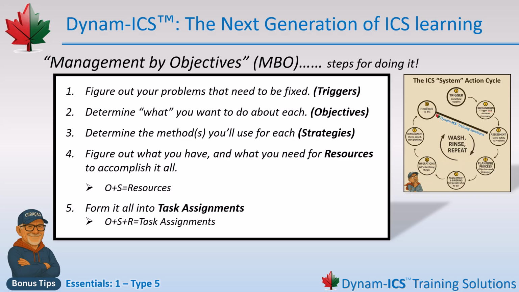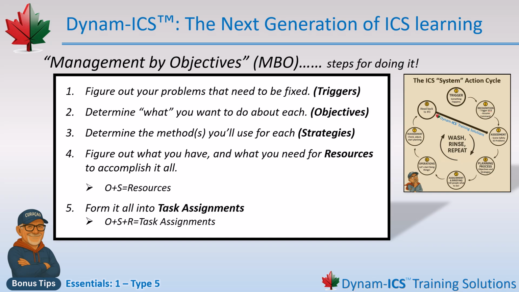That's where O plus S equals resources. Look at each objective and its associated strategy and ask yourself, what do I need for resources to accomplish this? Once you have your list of resources, compare what you have to what you need. Order what you need and use what you have until the rest show up.